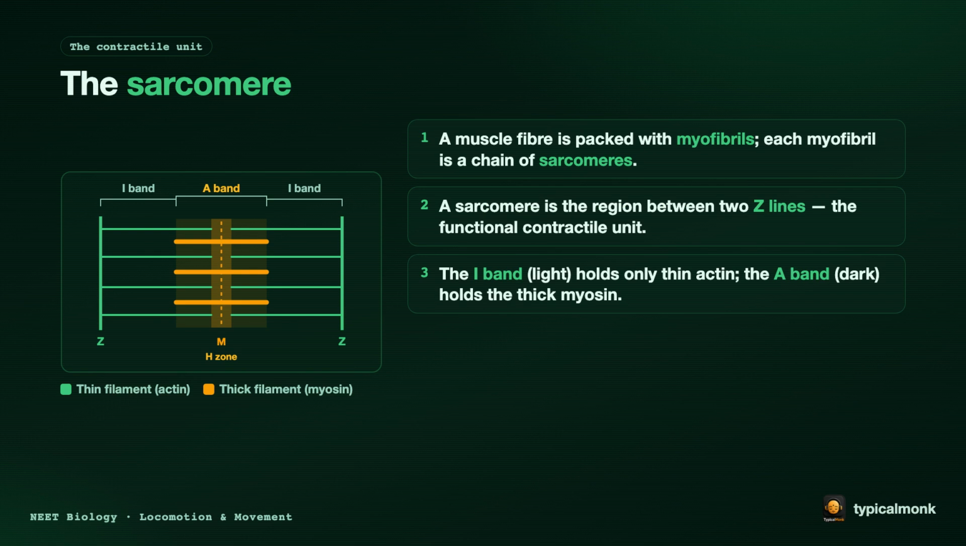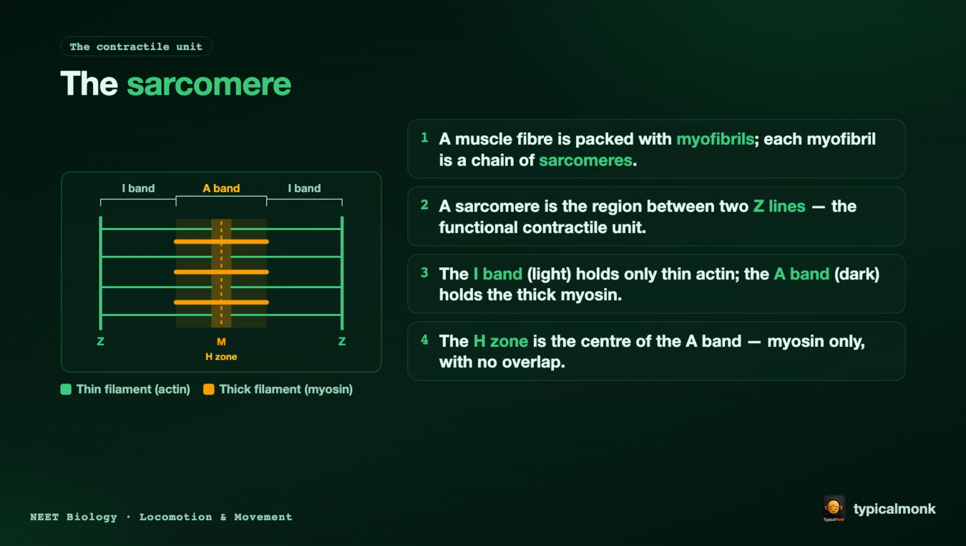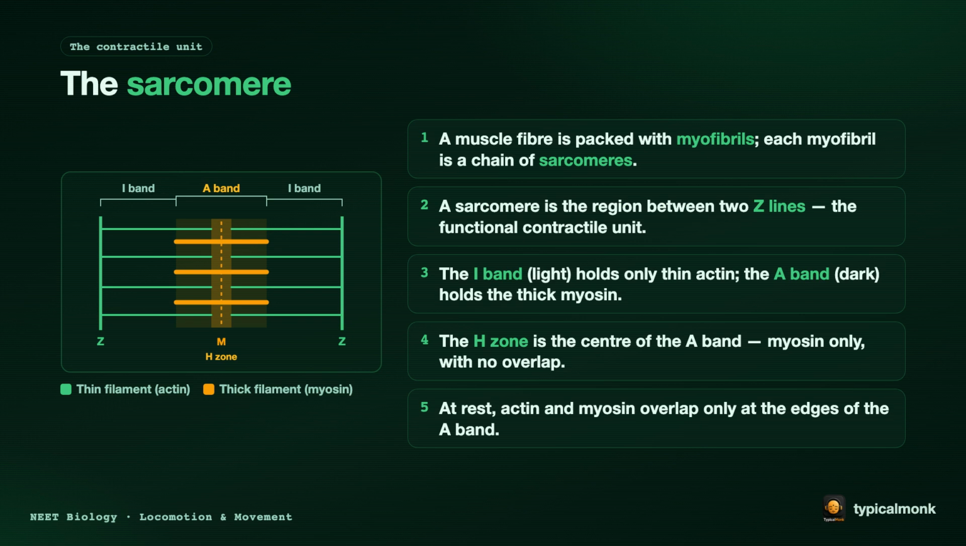The I band, which looks light, holds only the thin actin, and the A band, which looks dark, holds the thick myosin. At the very center of the A band is the H zone. Here there is only myosin, with no overlap. At rest, actin and myosin overlap only at the edges of the A band.